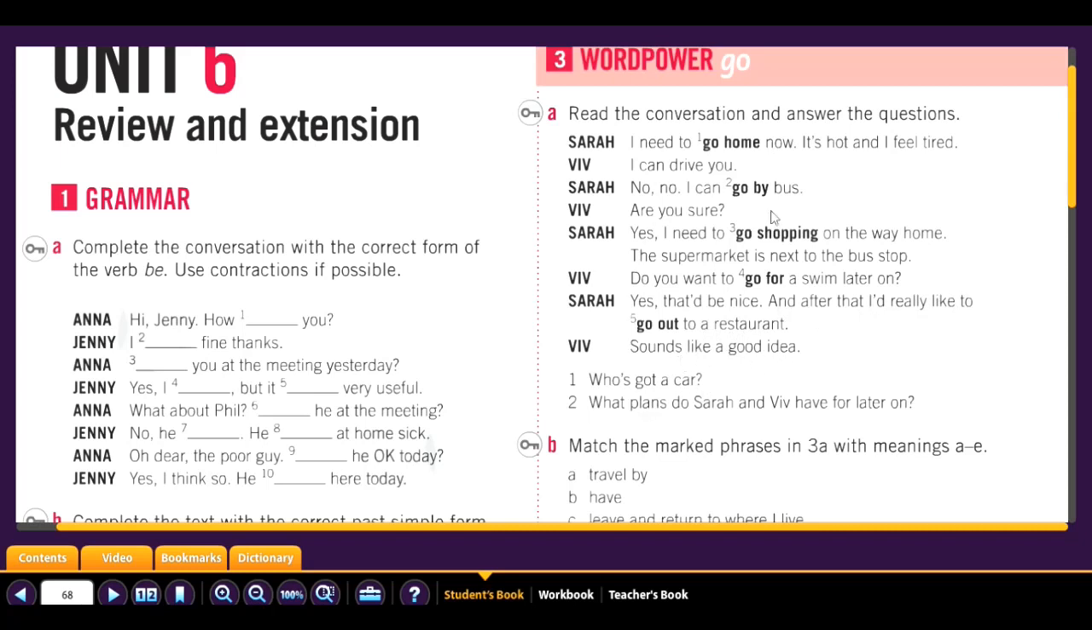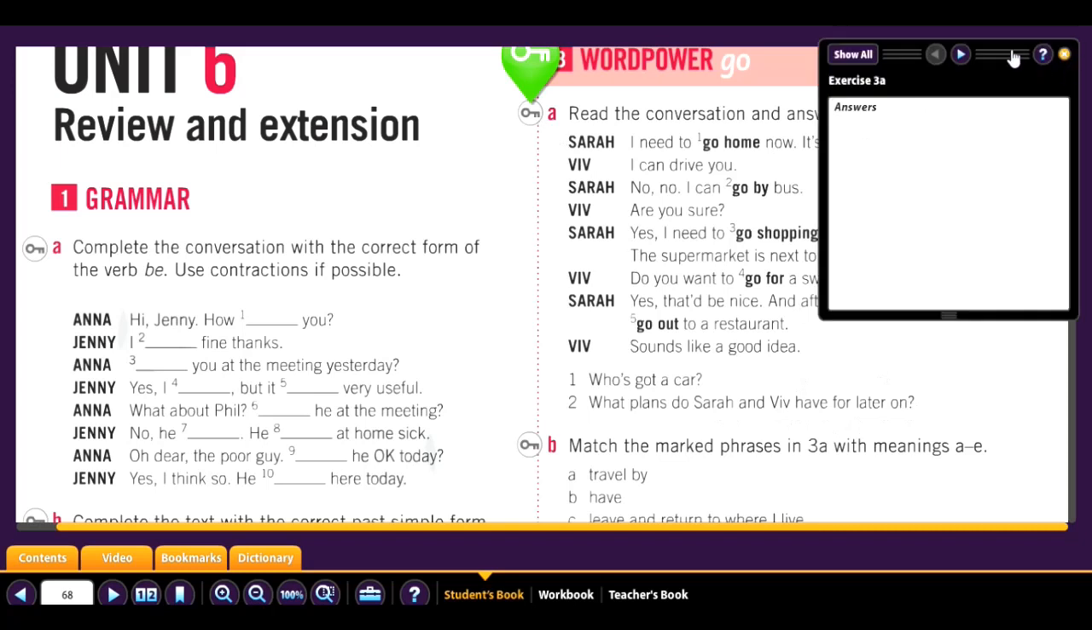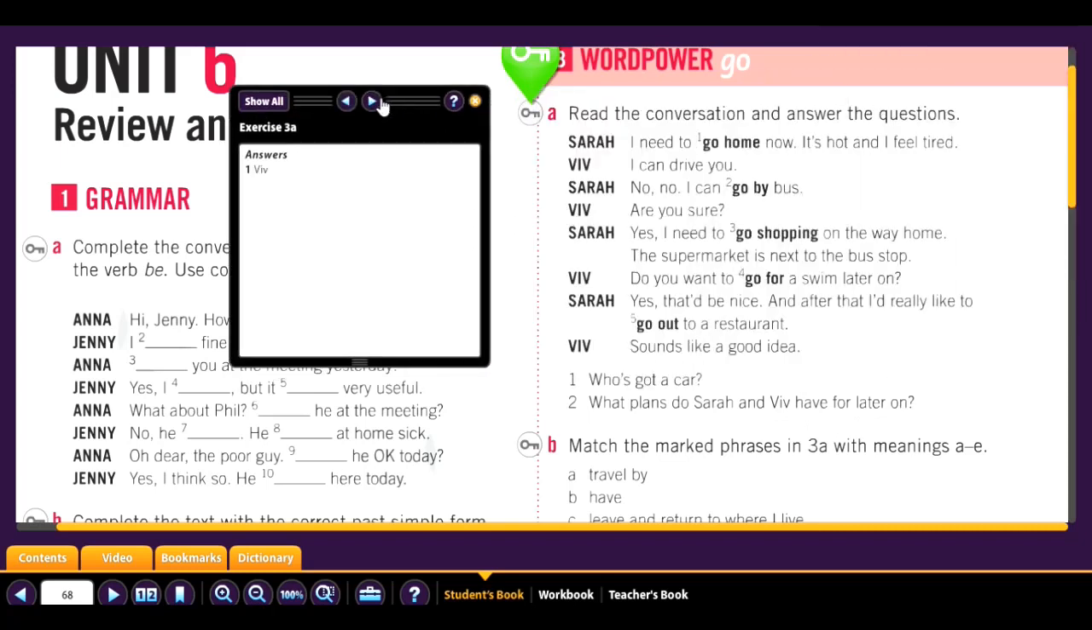Who's got a car? ¿Quién tiene un carro? Sara or Viv. And what plans do Sara and Viv have for later on? ¿Qué planes tienen para después? Viv has a car. And they go for a swim and to go out to a restaurant.